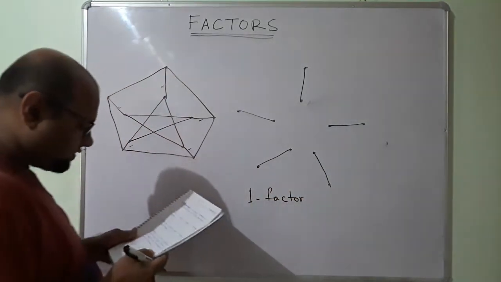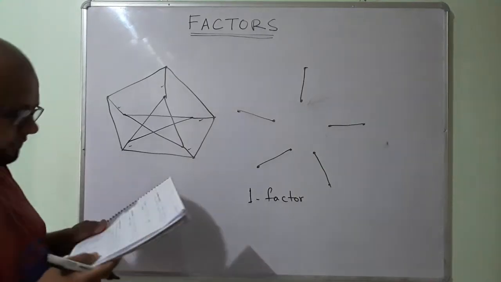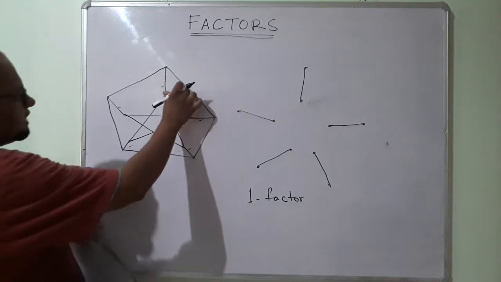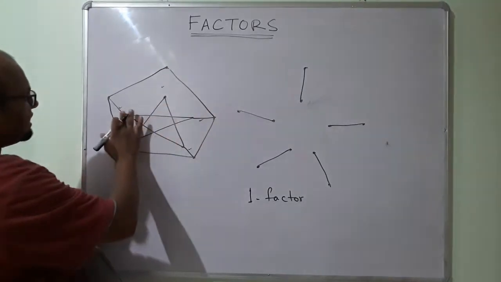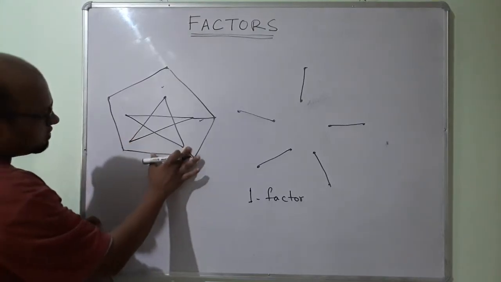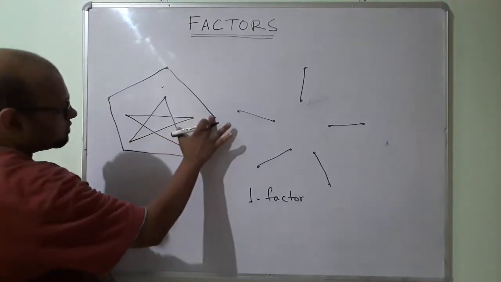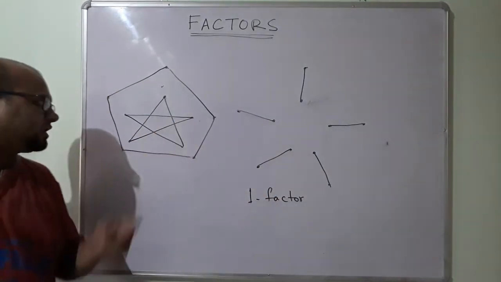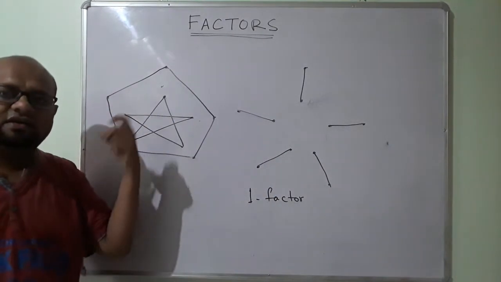This is the one factor of the original graph. Alright. Now this was my Peterson graph. Let me remove these edges. Okay. Now look at this subgraph that I got by removing a few edges.